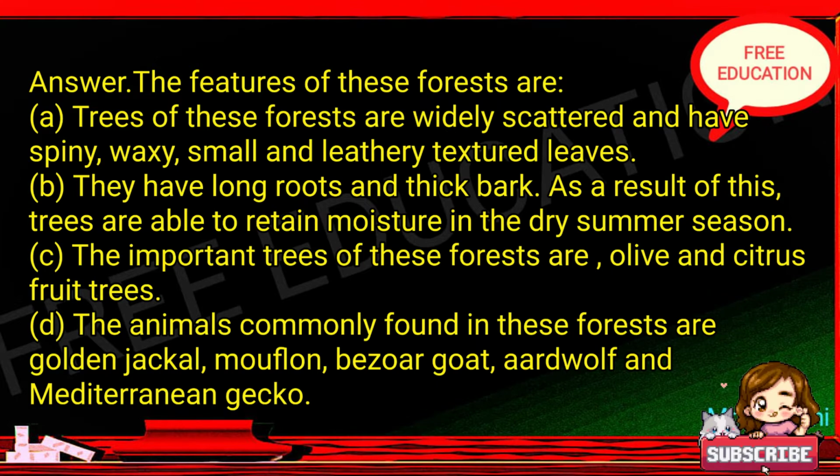3. Write any 3 characteristic features of the trees found in Mediterranean forests. Answer. The features of these forests are A. Trees of these forests are widely scattered and have spiny, waxy, small and leathery textured leaves. B. They have long roots and thick bark. As a result of this, trees are able to retain moisture in the dry summer season. C. The important trees of these forests are olive and citrus fruit trees. D. The animals commonly found in these forests are golden jackal, mouflon, bezoar goat, aardwolf and Mediterranean gecko.